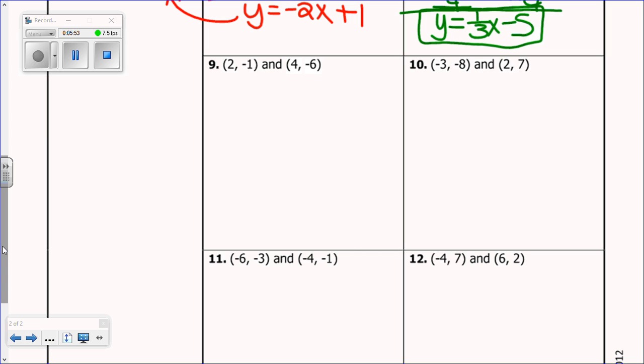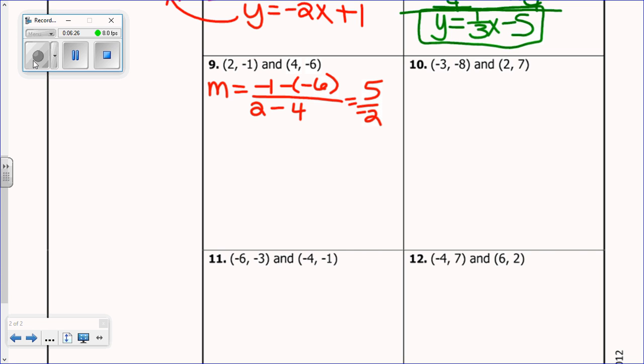All right, let's try it again. Let's try example 9. The first thing we need to do is find the slope. So we are going to subtract the y values over subtract the x values. So we got -1 minus a -6, which is a +5. And then we have 2 minus 4, which is -2. So we have a slope of -5/2.